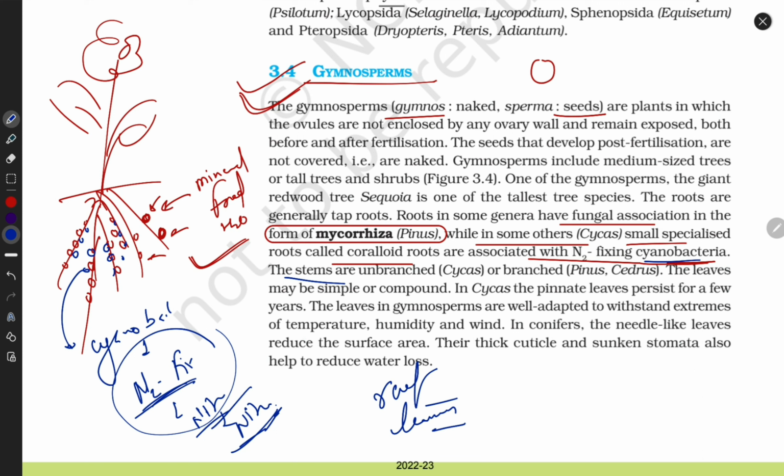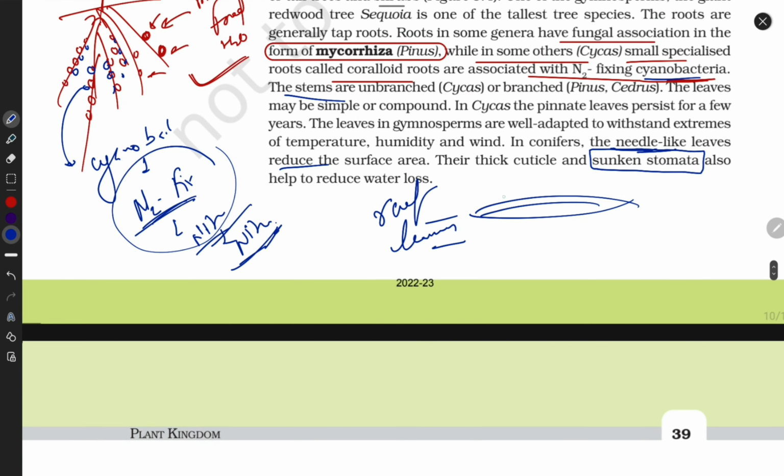Now, some have needle-like leaves. Alright. And what is the special feature of their leaves? Sunken stomata. Are you familiar with the meaning of sunken stomata? You know that a leaf contains stomata. And where are stomata found? On the outer surface of leaves. But sunken stomata, what is the feature of them? They are usually found where?